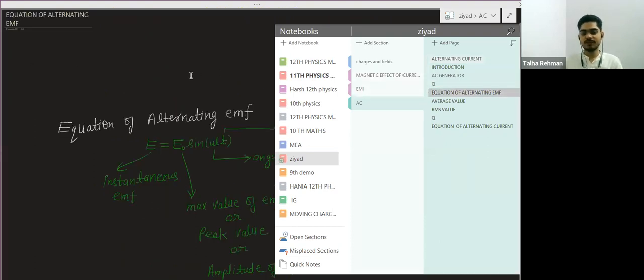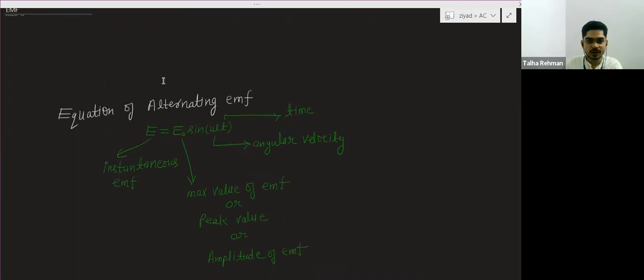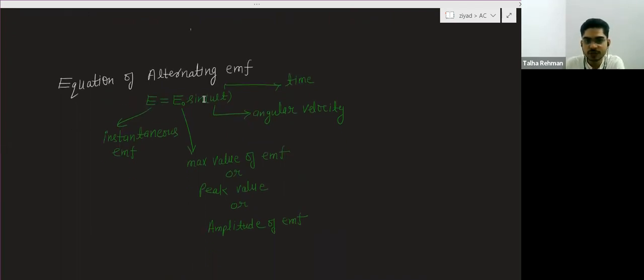Okay, so now revision. Equation of alternating EMF: E is equal to E naught sin omega t. What is E naught? The maximum value of EMF, also known as the peak value or amplitude of EMF. And what is E? The instantaneous EMF, meaning the EMF at an instant of time, because with time the EMF is changing. And what is omega? Angular velocity. And small t is the time.